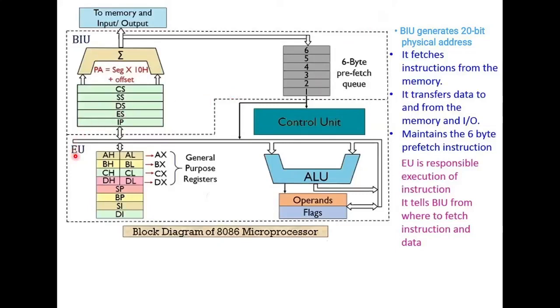Next one, EU. EU means execution unit. BIU means bus interface unit. EU is responsible for execution of instructions from the BIU, and it tells BIU from where to fetch instruction and data. So EU will inform BIU from where the BIU needs to fetch the instruction from the external memory. Okay, so we will see all these things one by one.